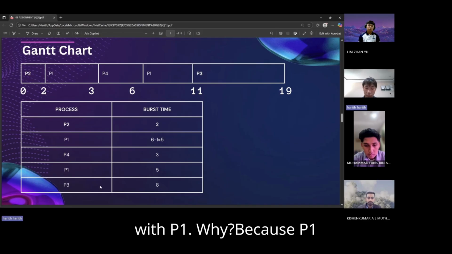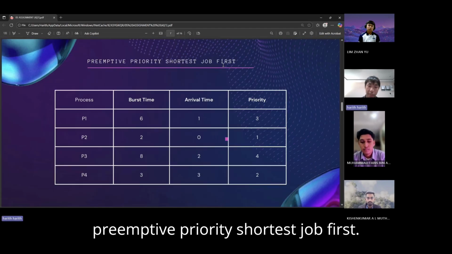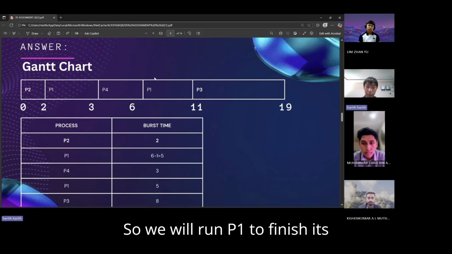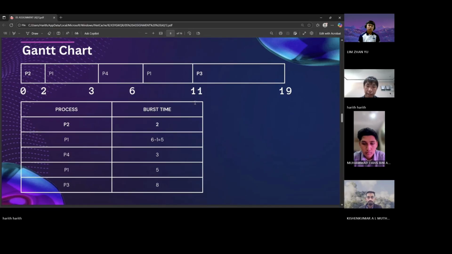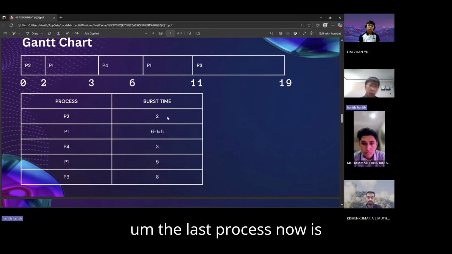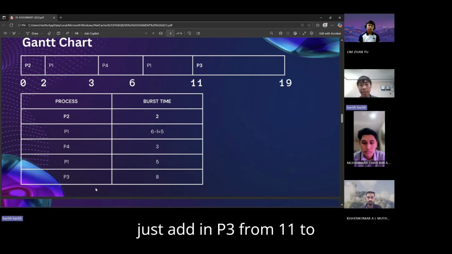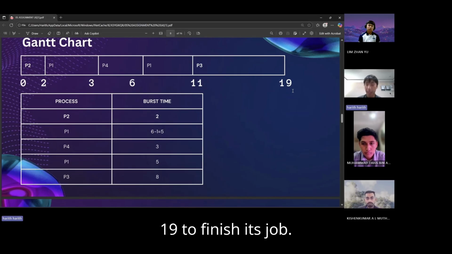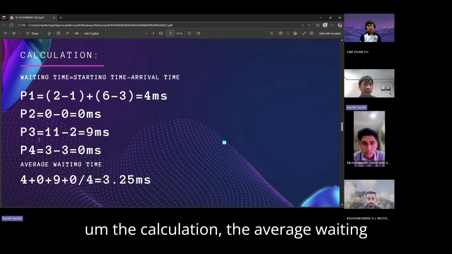Why? Because P1 has a lower burst time than P3. It is preemptive shortest job first. So we will run P1 to finish its job, from 6 to 11. The last process now is P3 with the burst time 8. So we will just add in P3 from 11 to 19 to finish its job. And now we will go to the calculation, the average waiting time.